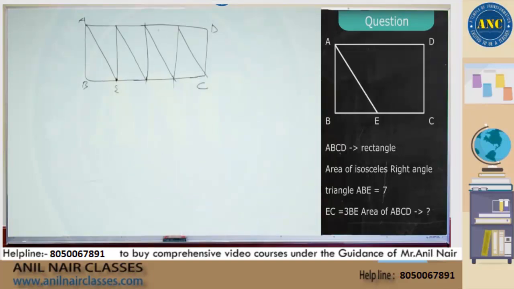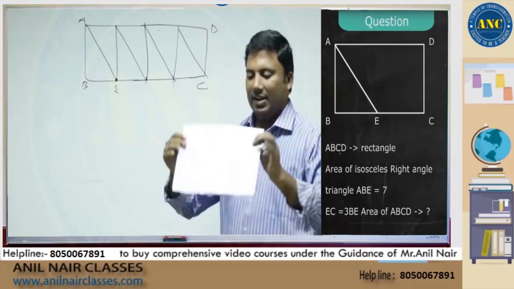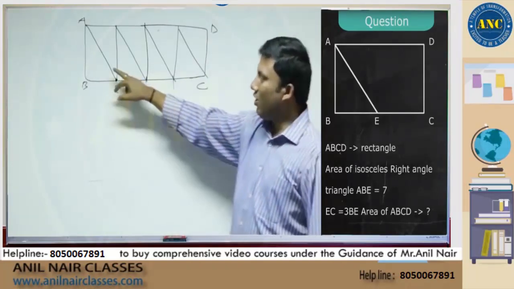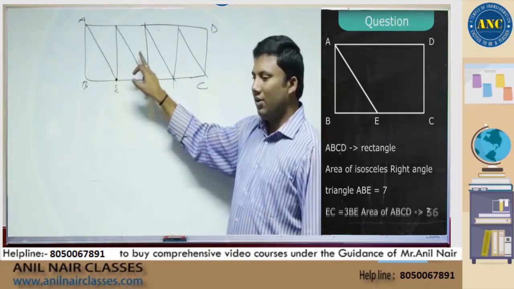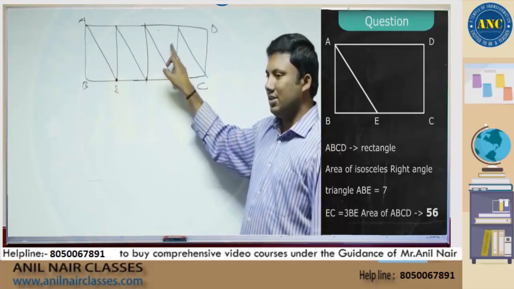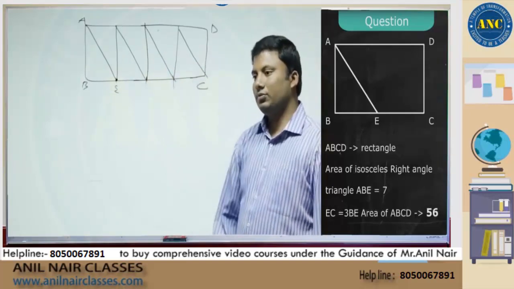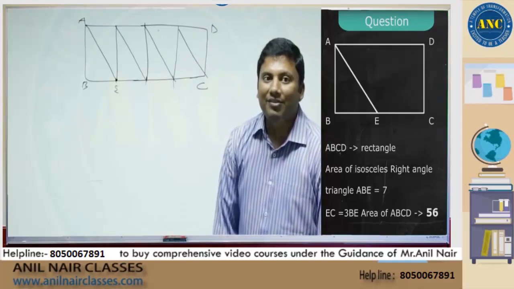How many foldings are there? That many areas I will get. Here, what are all the foldings? 1, 2, 3, 4, 5, 6, 7, 8. What is 8 into 7? 56.